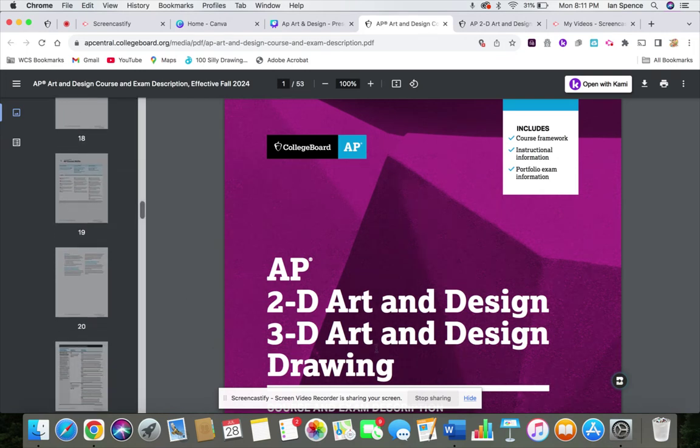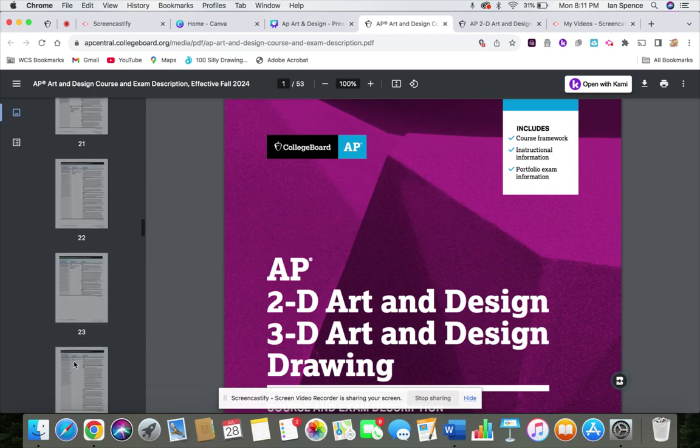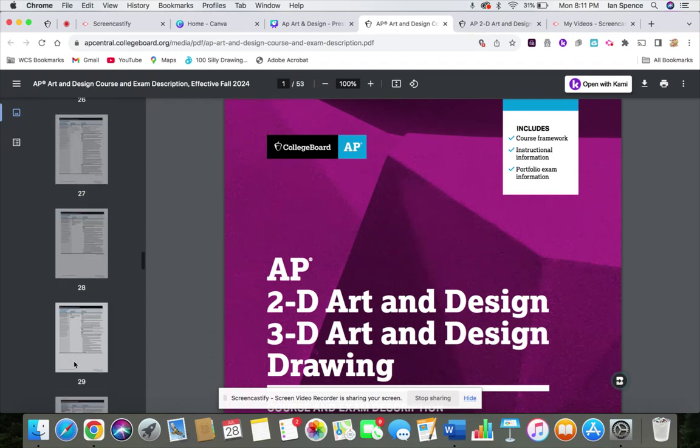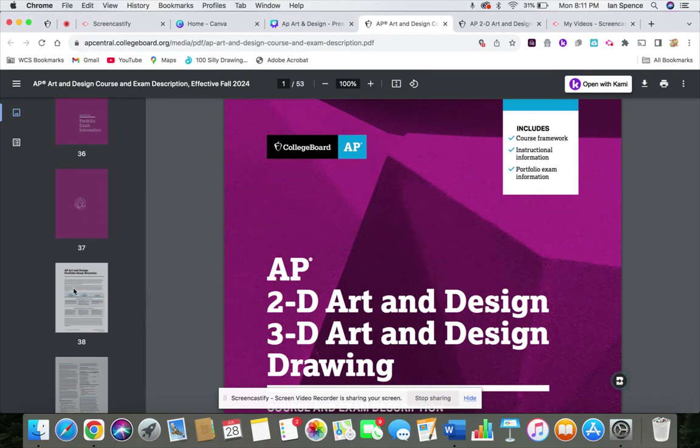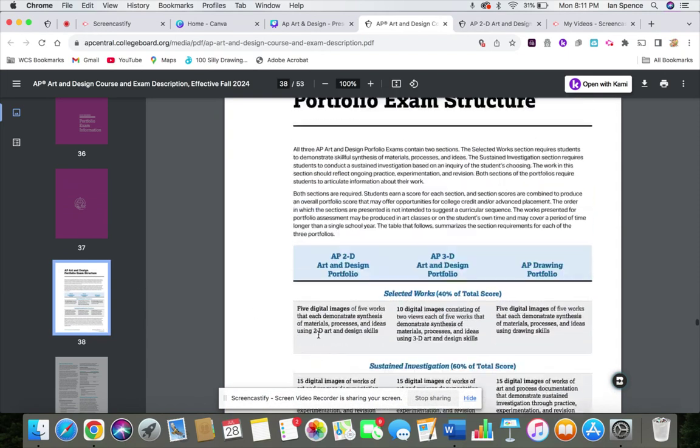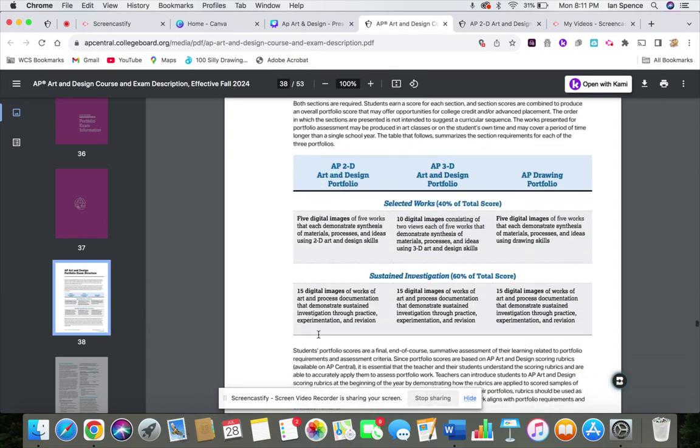And you can see the whole course description, the CED, on AP Central. So if you wanted to read all through here, you can. But they also have the rubrics right here. So starting here, they just go over the different portfolios you could do. So 2D, 3D, and drawing.